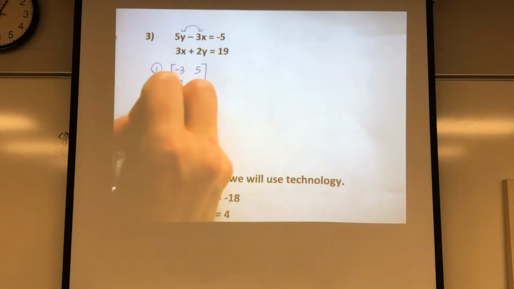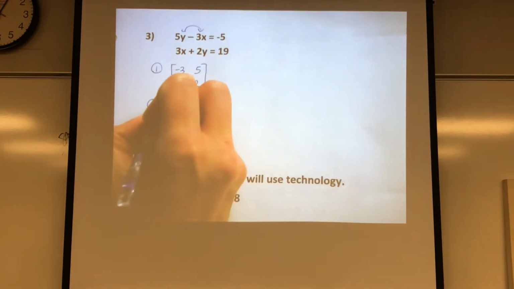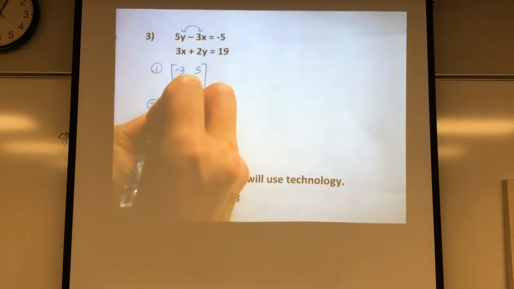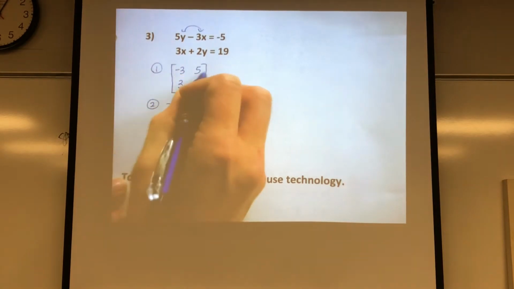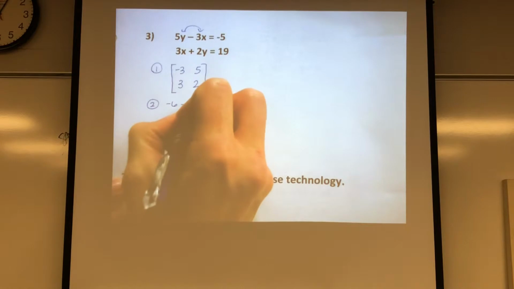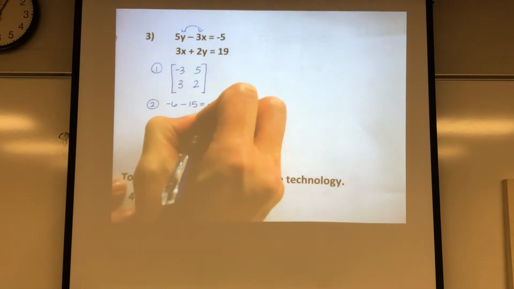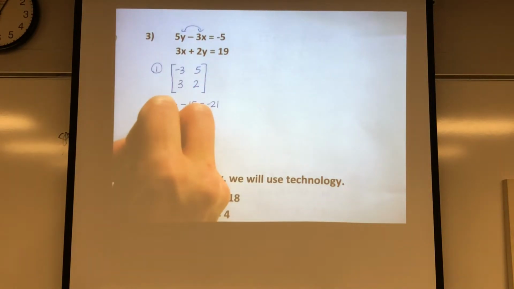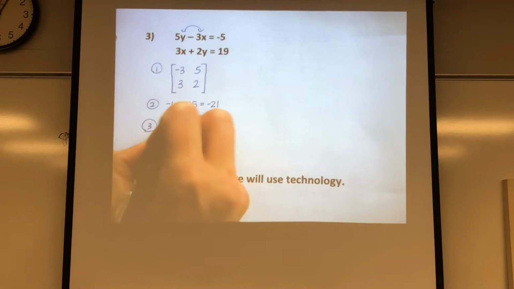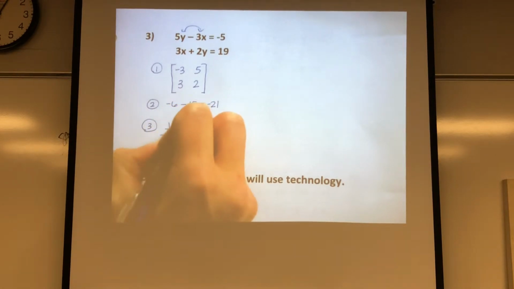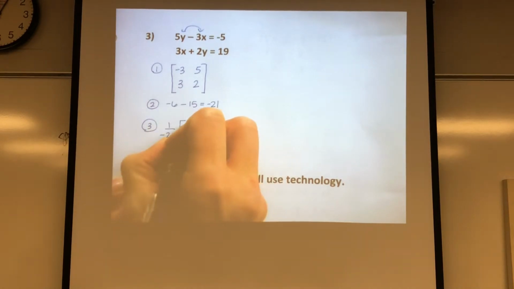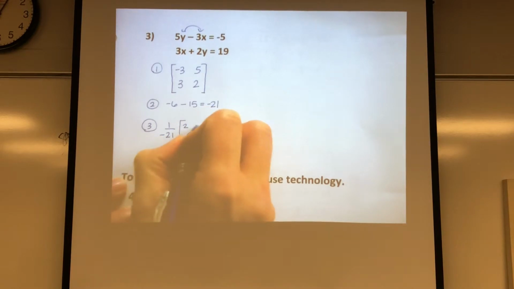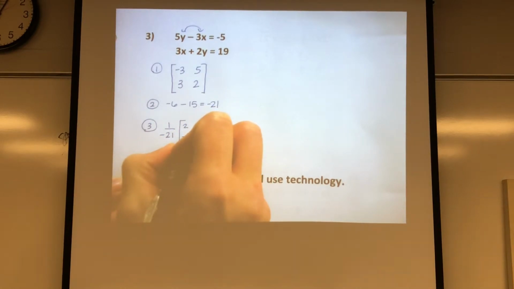So that was step 1. Step 2 is the determinant. -3 times 2 minus 5 times 3. We get a -21. Step 3, we're finding the inverse. 1 over -21. Switch places with A and D. Opposites on B and C.